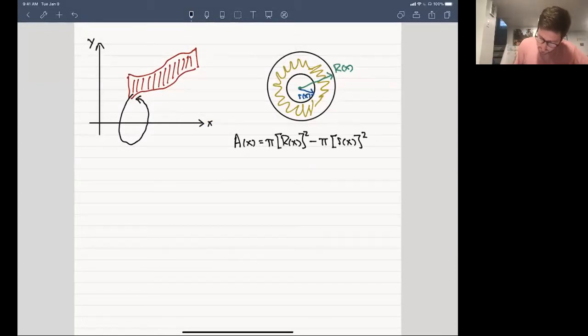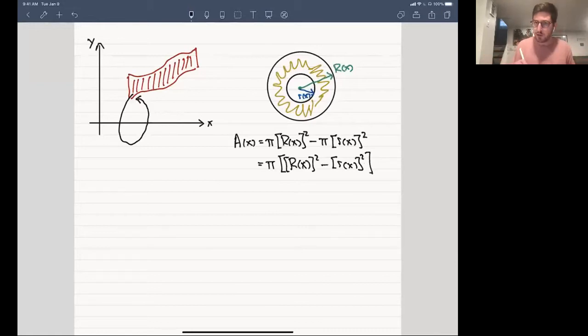So if we factor this thing, we can take the pi out, and we're left with capital R of x squared minus little r of x squared. And that will give us the cross-sectional area that forms the washer method. And you can see why it's called the washer method, because this punctured disc resembles a washer.